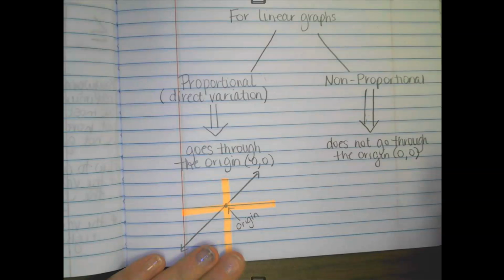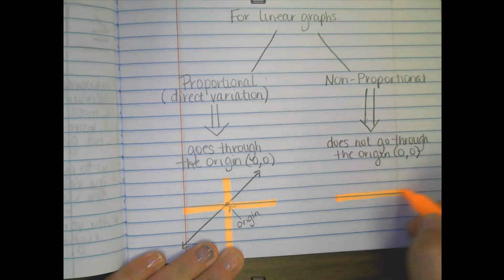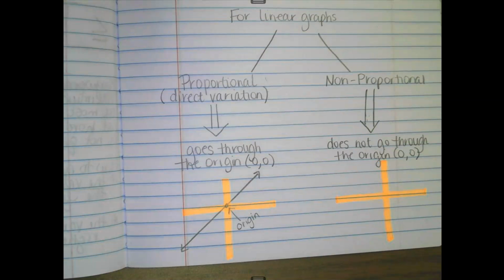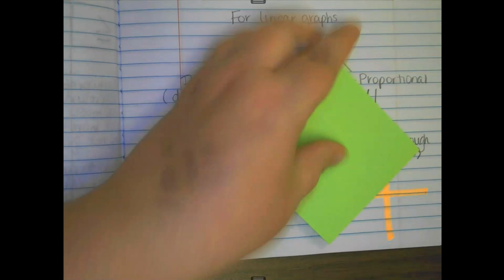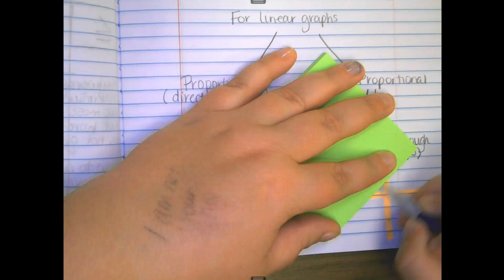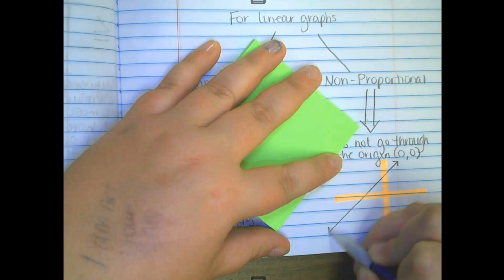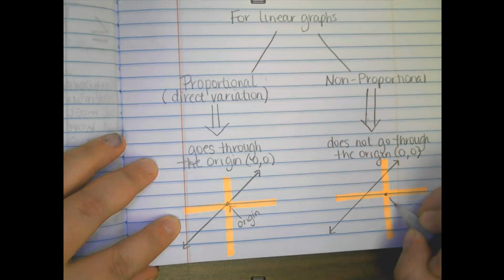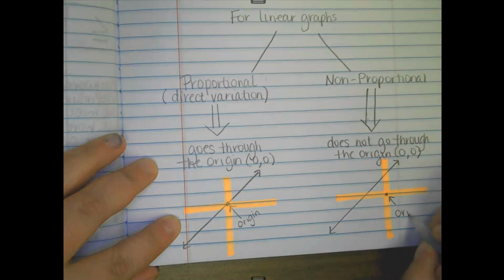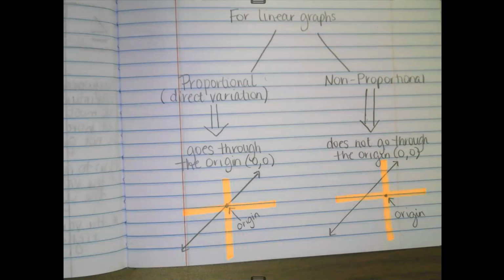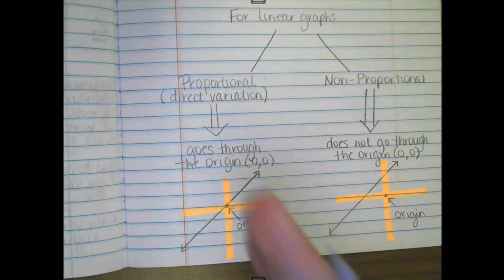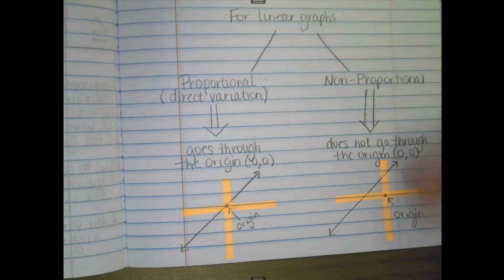So I'm going to draw another graph right below it. And this time, I'm going to draw it where it does not go through the origin. And again, I'm going to do my origin. I'm going to put a little thing that says, hey, there's my origin. Alright, so we have proportional, also called direct variation, which goes through the origin. And then we have non-proportional that does not go through the origin.